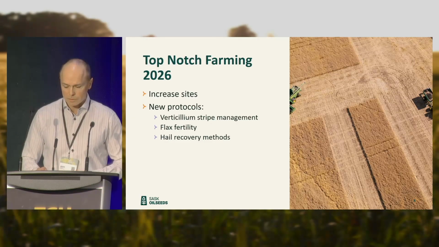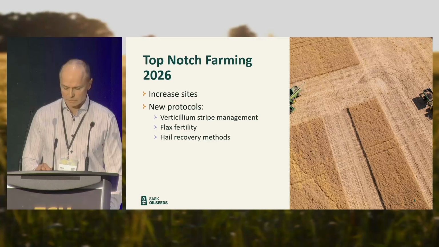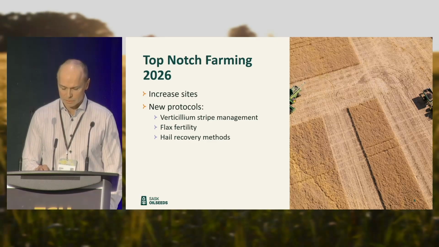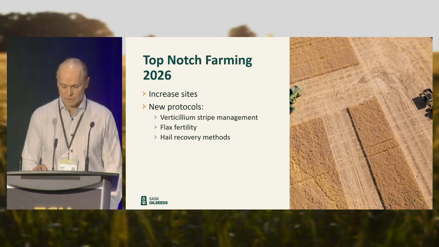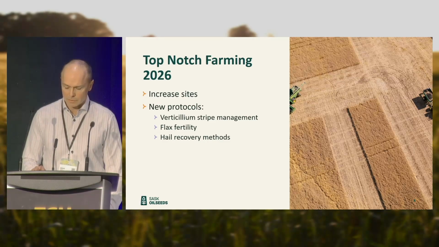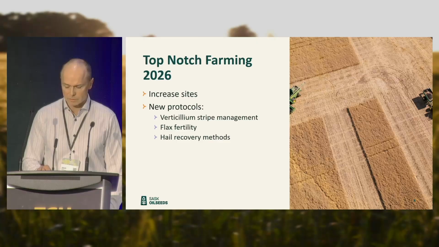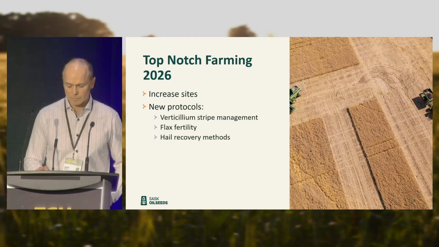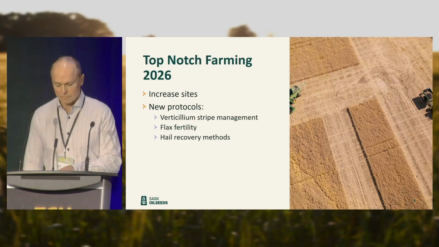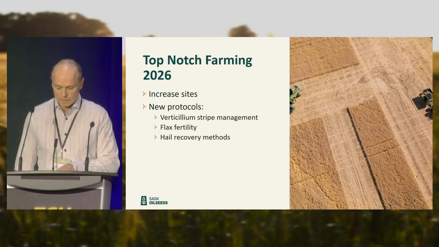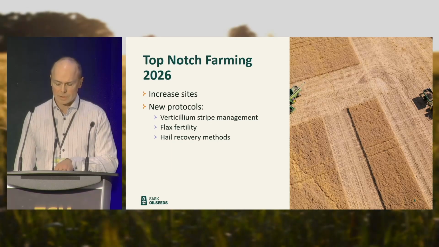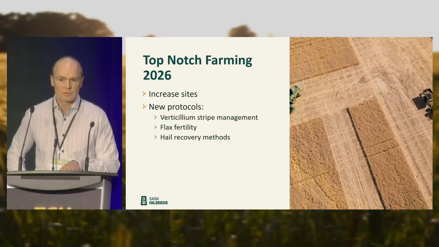So looking forward to next crop season, we hope to increase by a few sites. And we're going to add a couple of other protocols as well, including verticillium stripe management, similar to a Manitoba Canola Growers program to compare swathing and straight cut effects on verticillium. And SaskOilseeds amalgamated with Sask flax, so we are doing some flax for fertility as well.